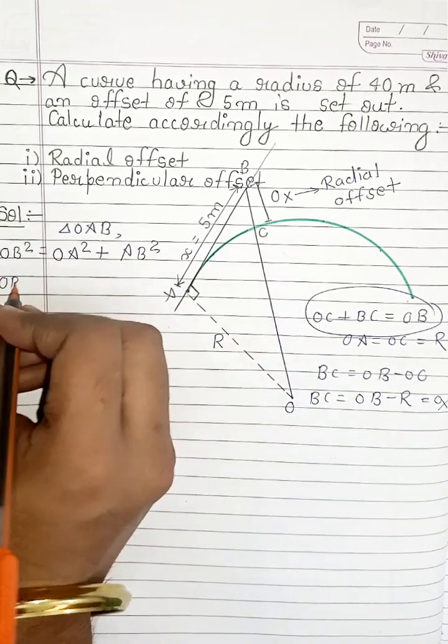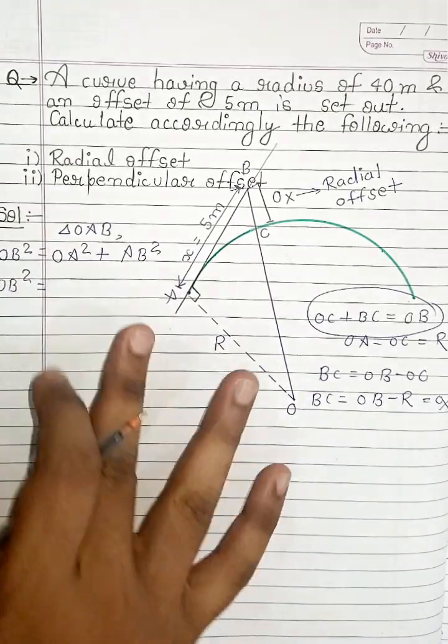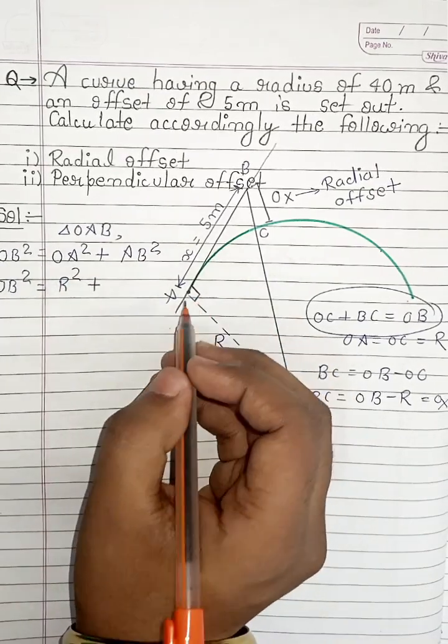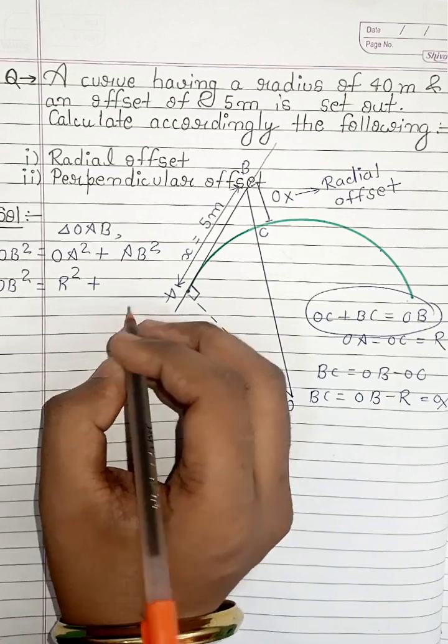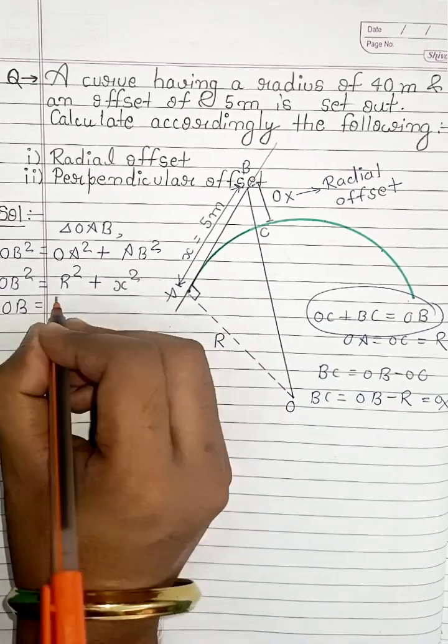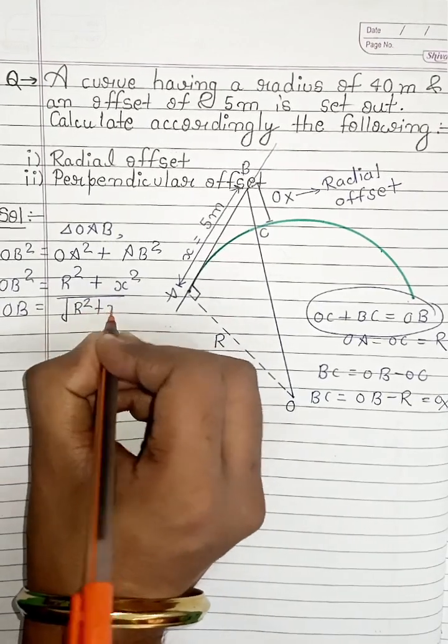Okay, so I can say that OB square, what is OA? OA is capital R, so capital R square. And what is AB? AB is a distance at which offset is taken, so that is x square. So we can say OB is equal to under root of R square plus x square.